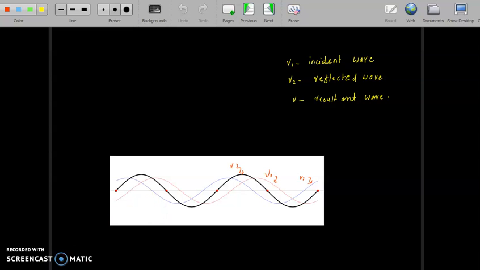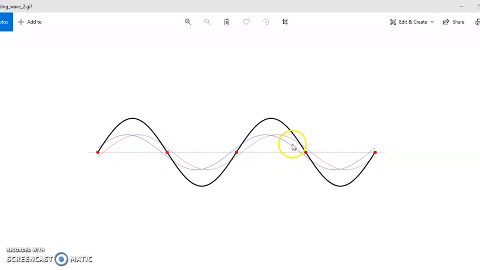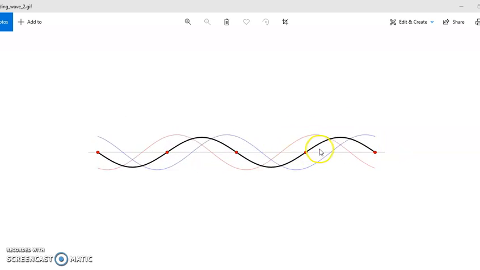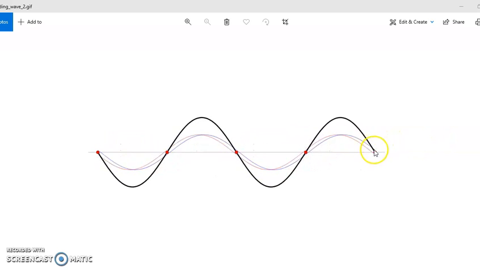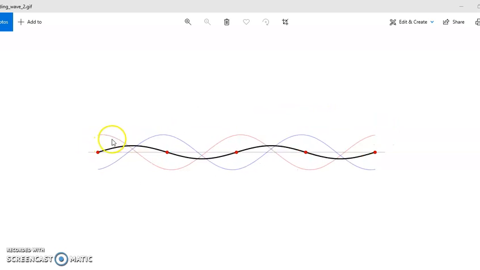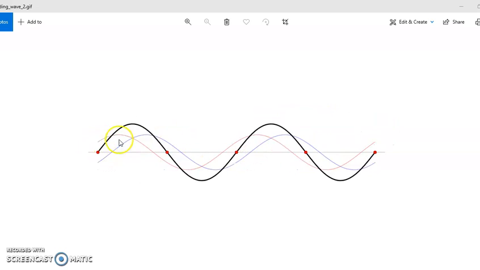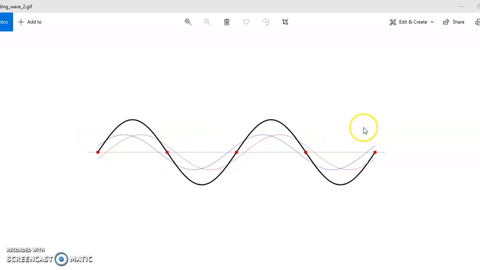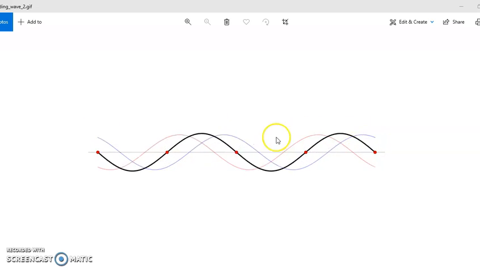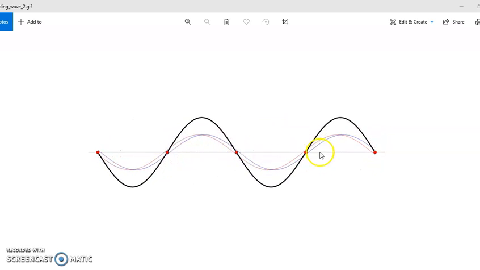And let us see the animation. Here you can see that this one is traveling in this direction, and the other wave is traveling from right to left. The right to left wave is the reflected wave, and left to right is the transmitted wave or incident wave. And this is the resultant wave shape.